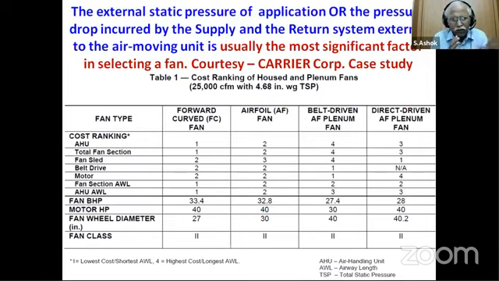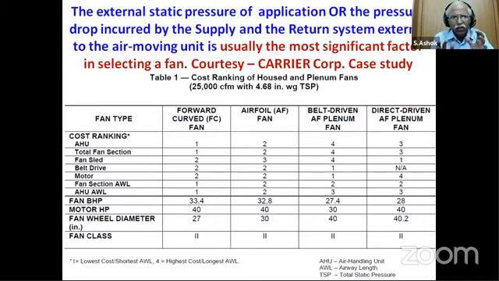If it is a forward curve, it's different, but we are talking about airfoil and a centrifugal belt-driven plenum fan. Airfoil fan needs almost 32 HP, whereas a belt-driven plenum fan needs only the least HP. The blower shaft kilowatt that is demanded, if the impeller is a plenum type, definitely is the lowest. So this is going to save in a significant way.